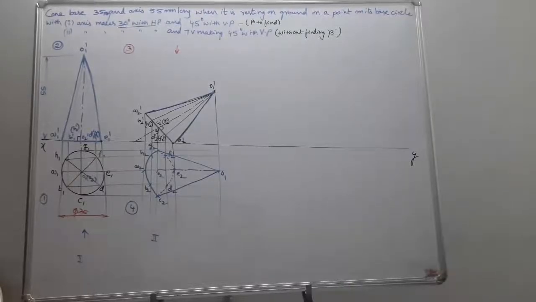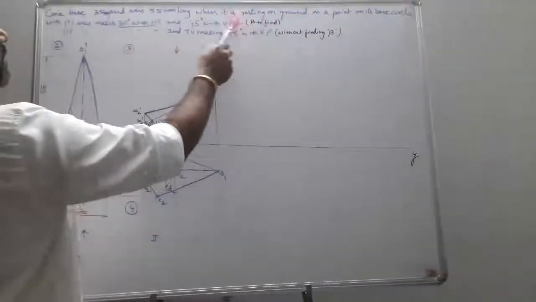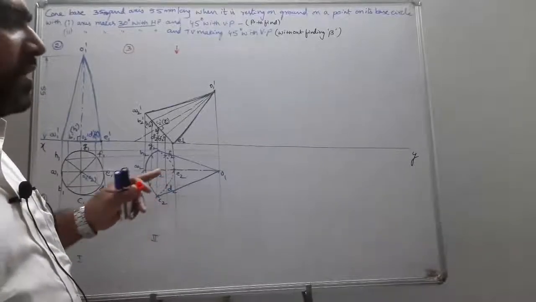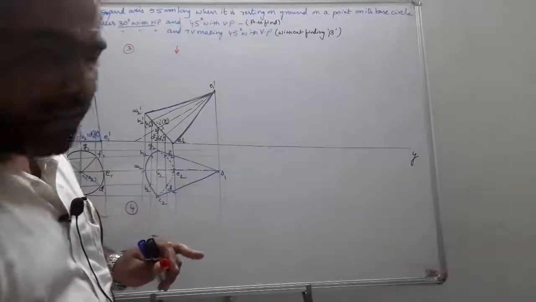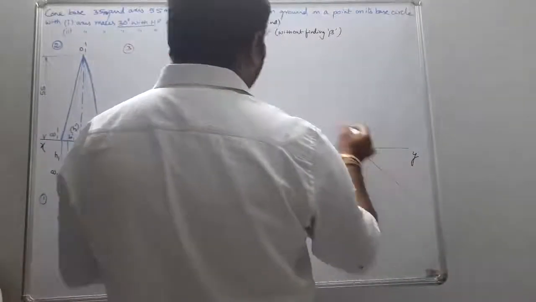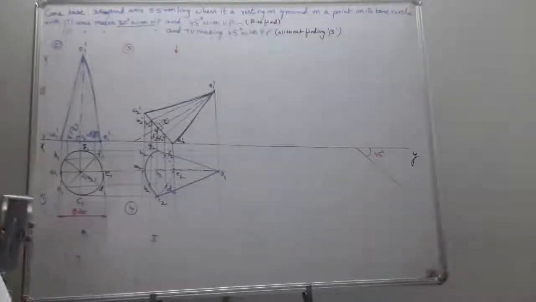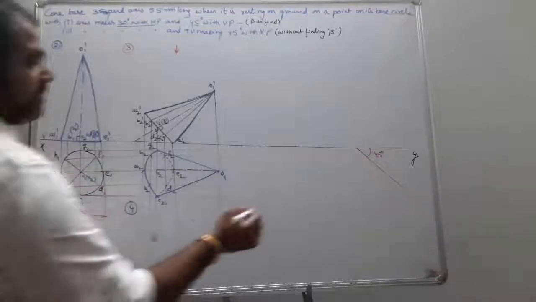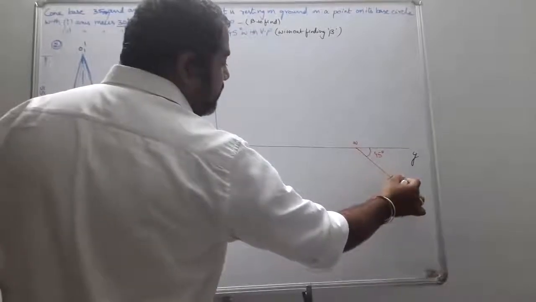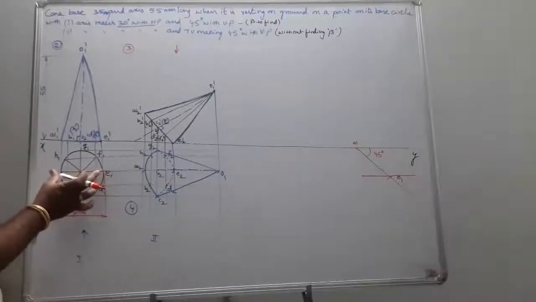Next one is here: axis 30 degrees with HP and 45 degrees to VP. When it is directly given, it is a diameter problem. You just have to find the apparent angle beta. How can you find the apparent angle beta? Simply draw the line of given inclination of 45 degrees. First of all, take the original diameter AE as radius and draw an arc. This becomes your E1. Draw a line passing through E1, that is A1 E1 as radius.